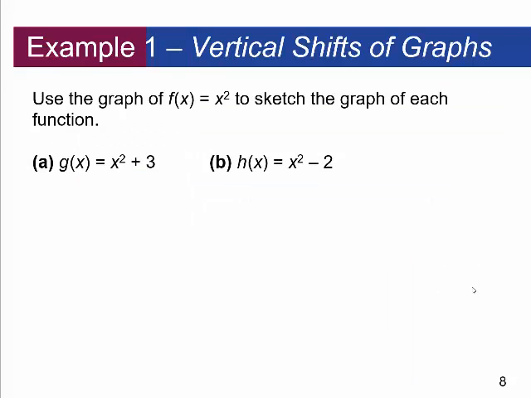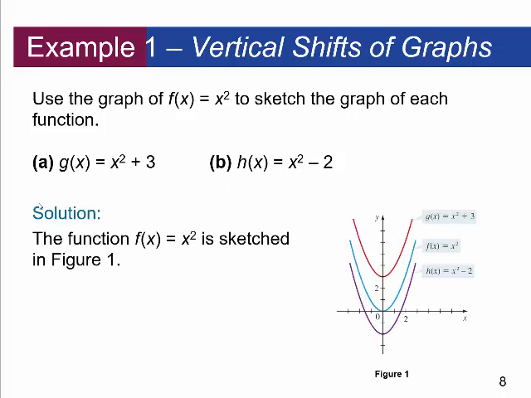That's it. So let's use the graph of f(x) = x² to sketch the graph of each of these. We have this new graph x² + 3 and this other graph x² - 2. Here you're seeing it's a positive c, so you're just going to move the graph up 3 units. Here you see it's negative, so you're going to move the graph down 2 units.